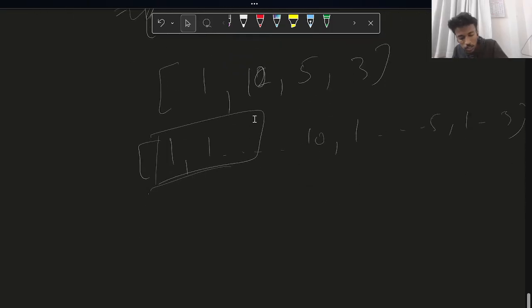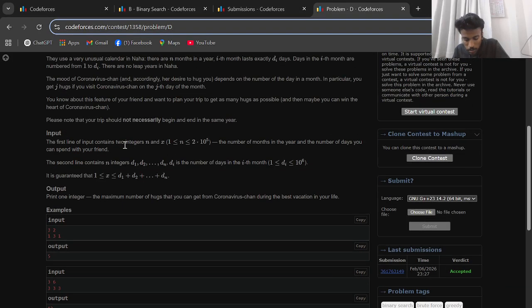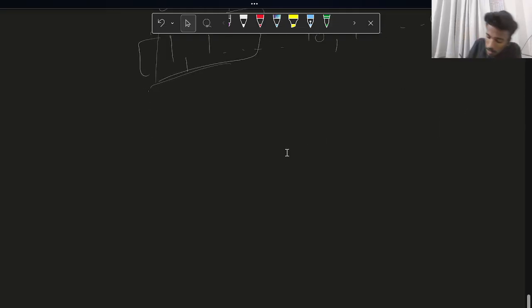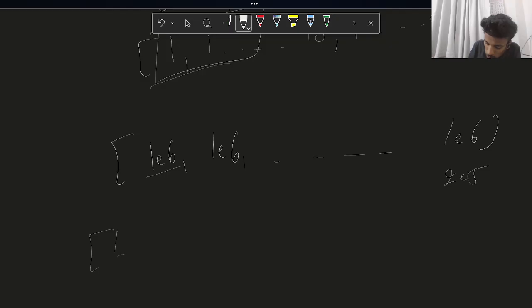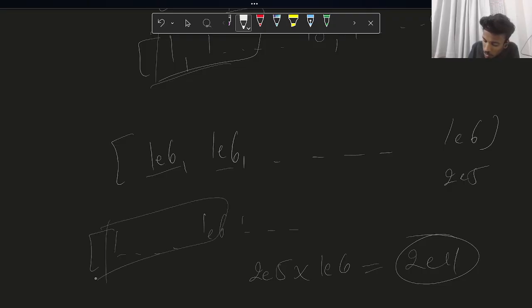But no, if you see the constraints, N is 2e5 and di is 1e6. In the worst case, what will happen? 1e6, 1e6, 1e6, 2e5 times. If you try to expand this array, how many elements do you need to write? 1e6 again and again, so in total 2e5 times 1e6 elements. It is not feasible. That is 2e11, and you need to calculate prefix sums. Even memory won't allow you to write 2e11 sums in an array.